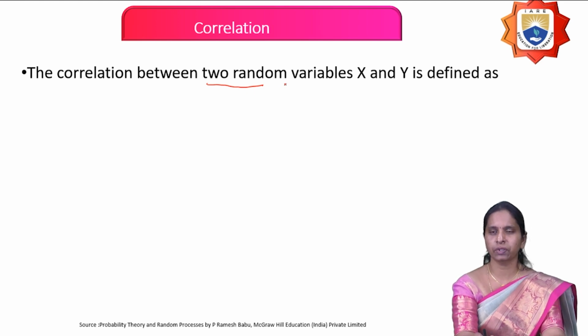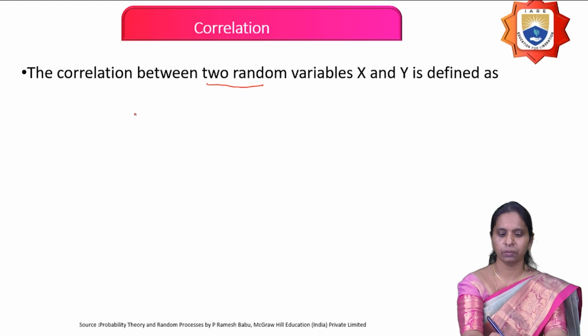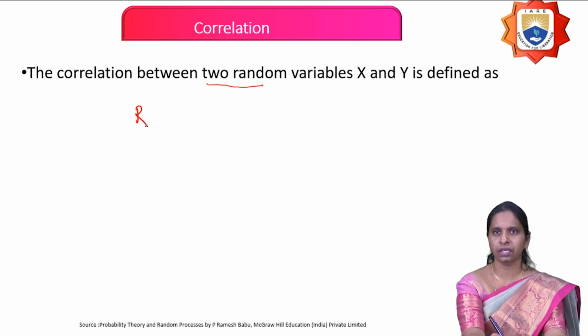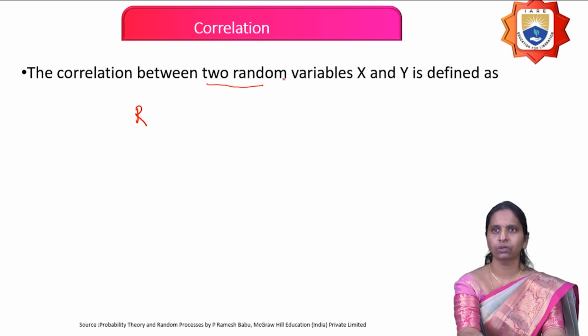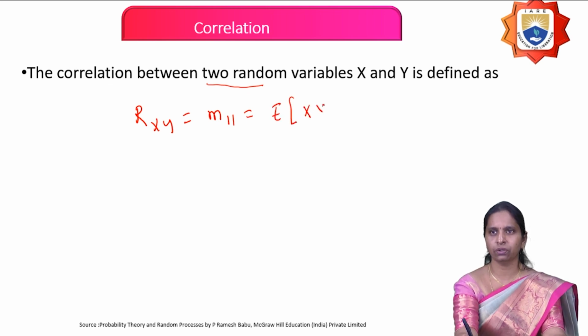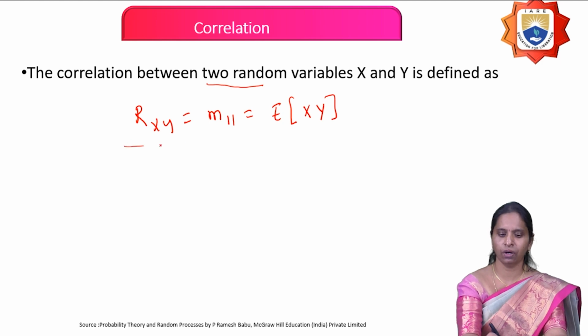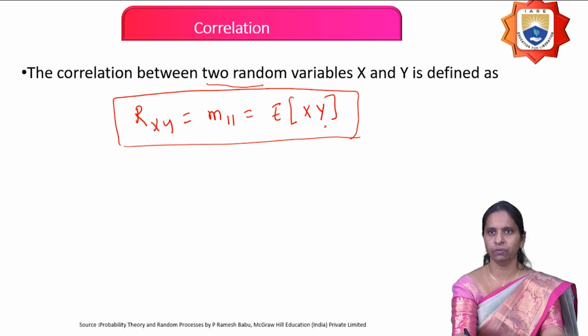Now, what is the correlation between 2 random variables x and y? It is represented by the symbol R. Therefore, Rxy is nothing but the second order joint moment about the origin, M11. So, it is nothing but the expectation of x into y. This is the formula for the correlation between 2 random variables x and y.